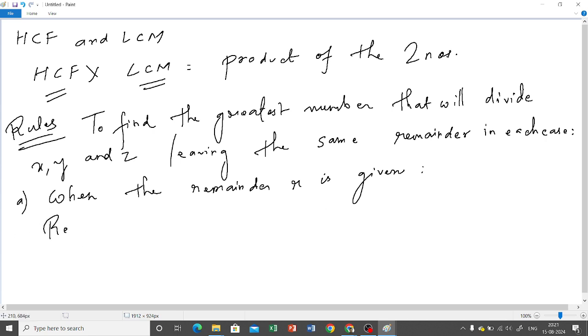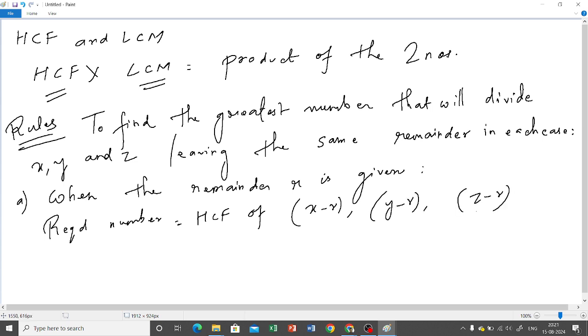Then what is the required number? HCF of x minus r, y minus r, z minus r. You see why x minus r, y minus r, z minus r? Because here r is the remainder, and I need to find out the greatest number that will divide x, y, z, leaving the same remainder in each case. So if the remainder is r, we are subtracting r from each of these numbers x, y, and z.